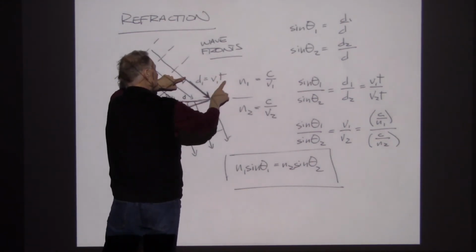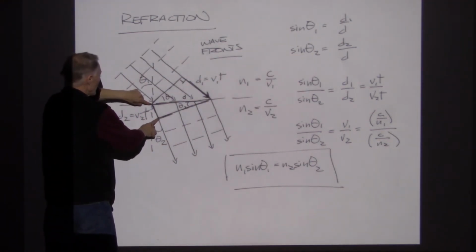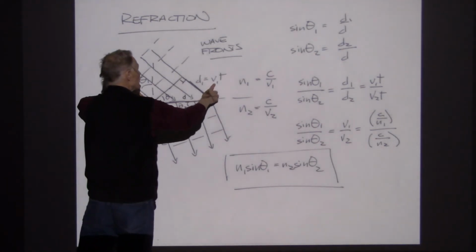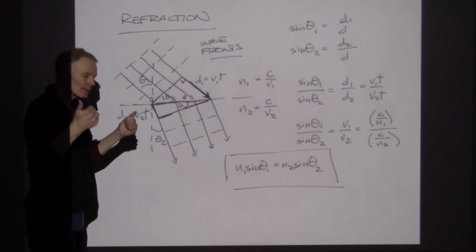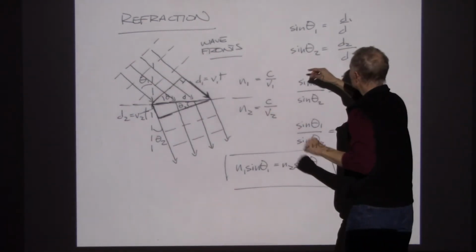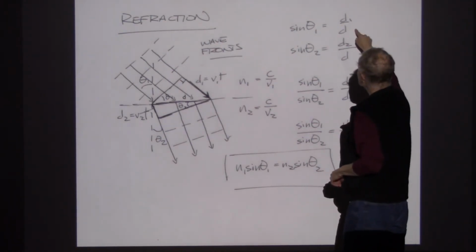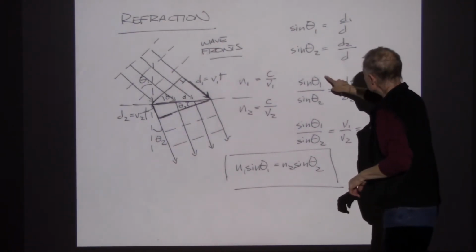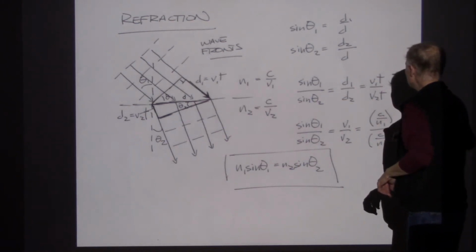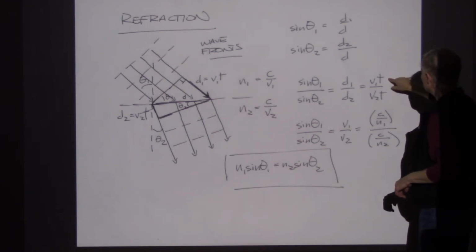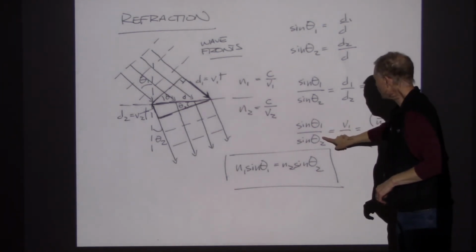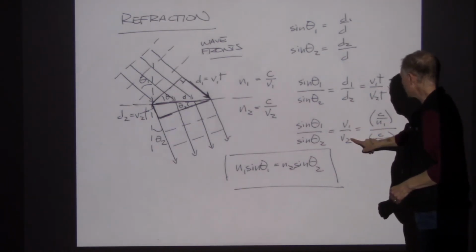So during the time interval T, this path traveled a shorter distance. So this is V2 times T. This is V1 times T. But the T's match. And so that says that if I do trigonometry here, sine 1 is D1 over D. Sine 2 is D2 over D. Sine 1 over sine 2 is equal to D1 over D2. That's V1 over V2. The T's cancel. So what I'm left with is sine 1 over sine 2, which is V1 over V2.